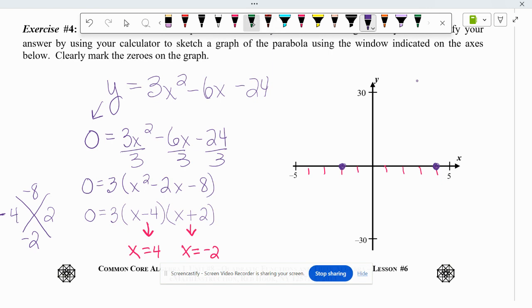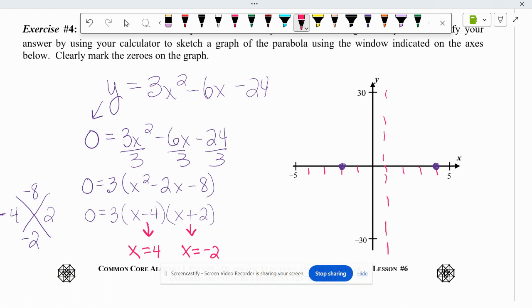Here's a trick to finding the axis of symmetry. How many spaces? Let's see. 1, 2, 3, 4, 5, 6. There are 6 spaces in between the roots. What's halfway between 6? 3. So that means that my axis of symmetry is right in the middle at 3 spaces. 1, 2, 3, right here. This is the axis of symmetry.